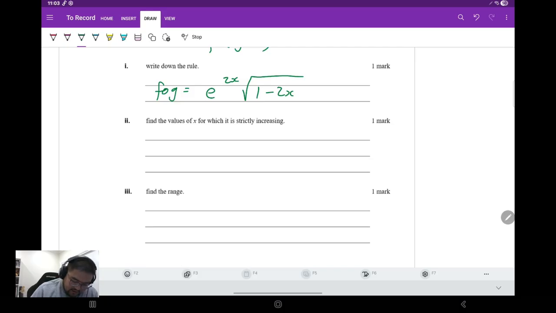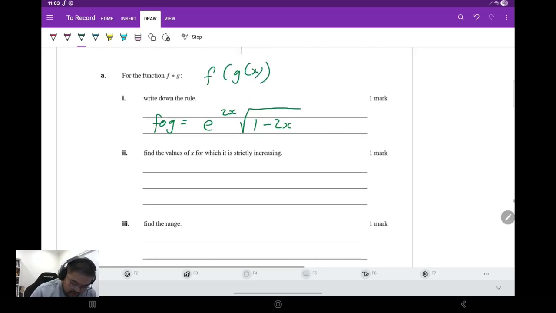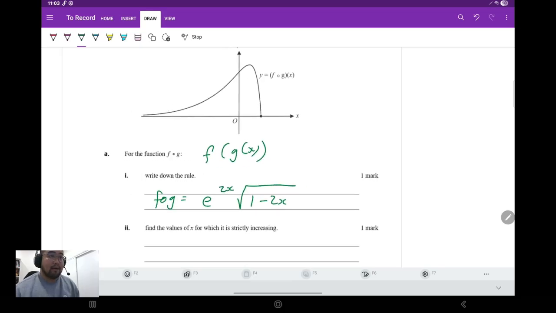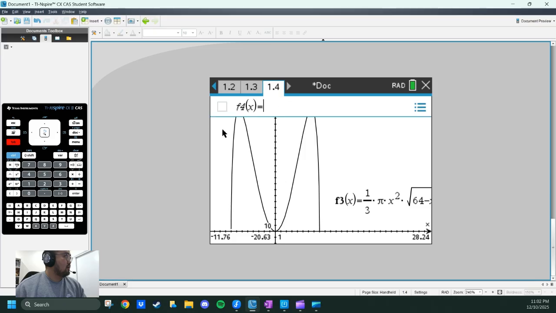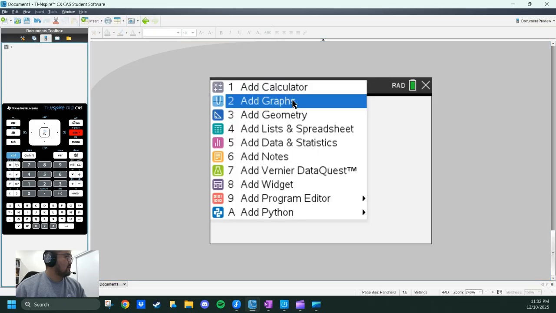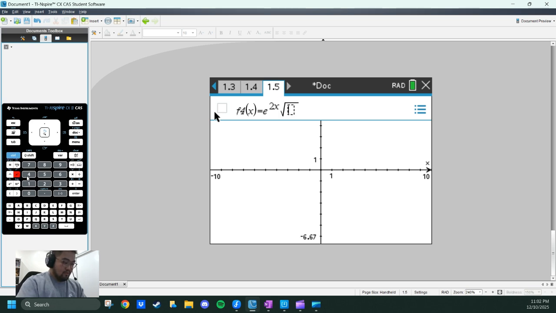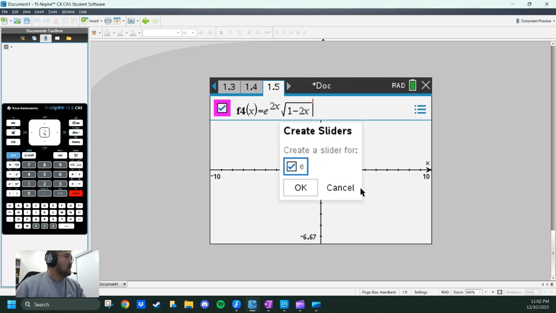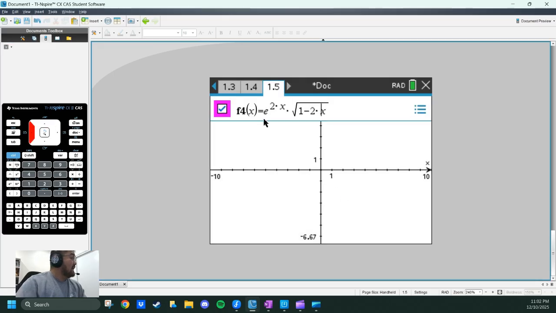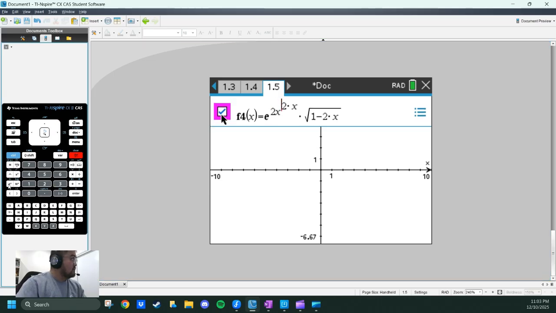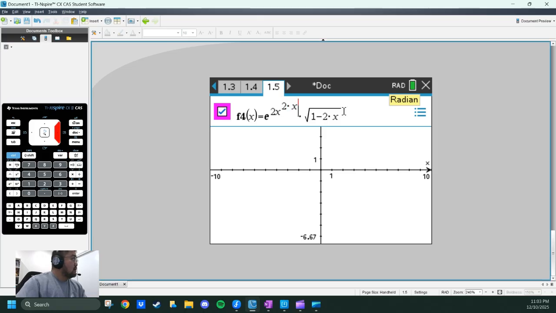Next one. It says find the values of x for which it is strictly increasing. Strictly increasing. Okay. So let's look at our graph. Let's start a new graph page. Okay, so e to the power of 2x square root of 1 minus 2x. What did I do wrong here? I used e instead of the actual Euler's number. 2x. Okay, so don't make the mistake.